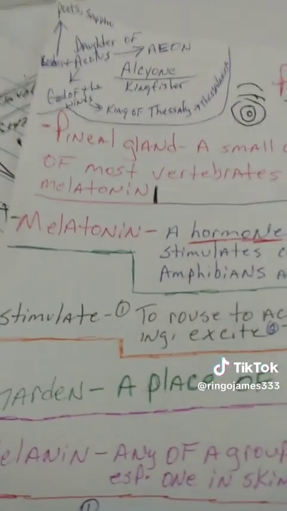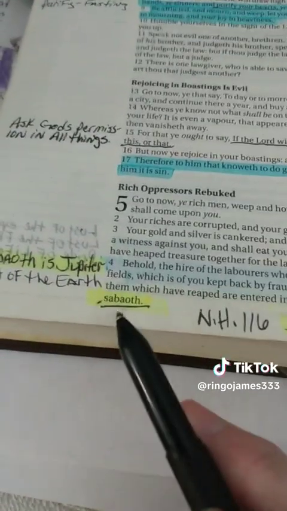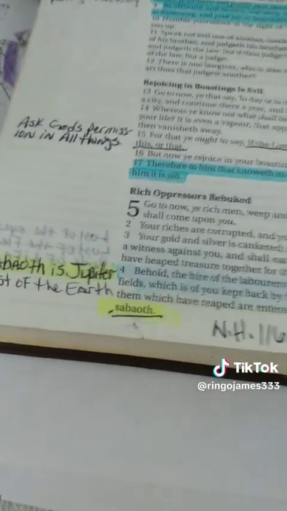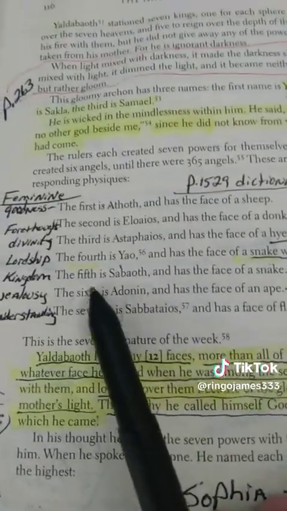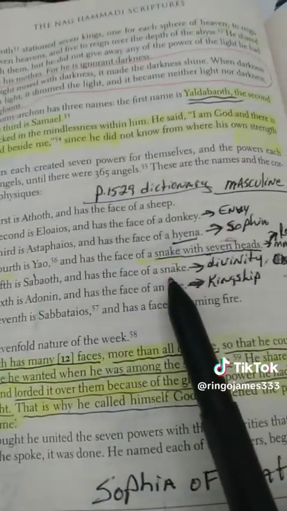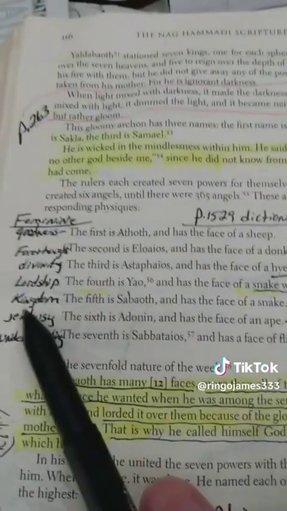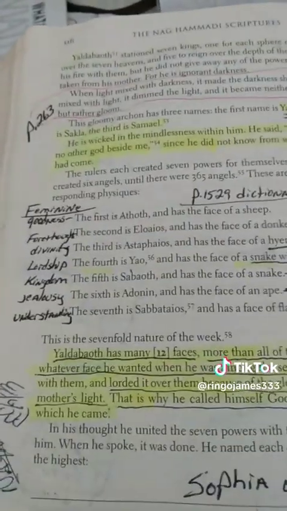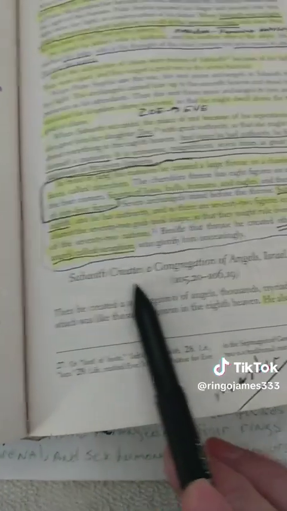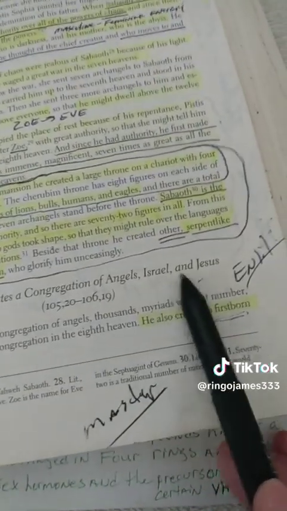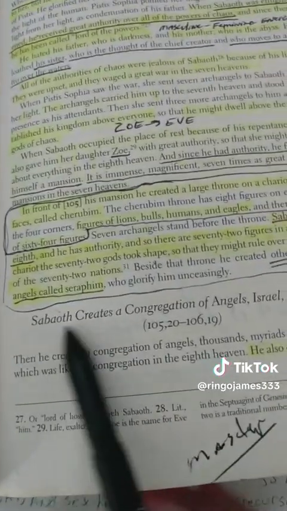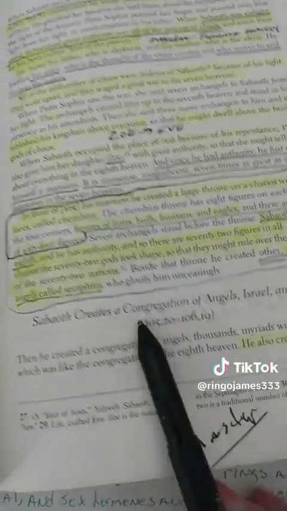Because of this. In James chapter 5, verse 4, this name right here, Sabaoth, is Jupiter. And Sabaoth right here has the face of a snake. Sabaoth, Jupiter: the kingdom of God is within you. Makes you divine. That's his feminine name and masculine name. And Jupiter creates a congregation of angels, Israel, and Jesus. All this is about the energy of Jupiter.